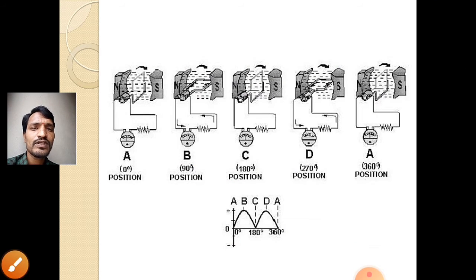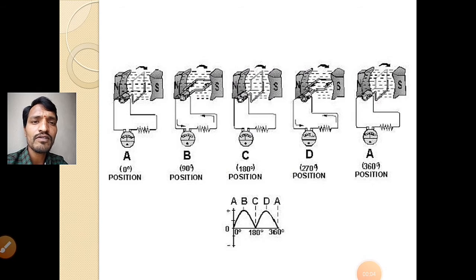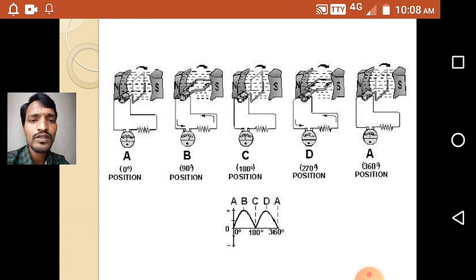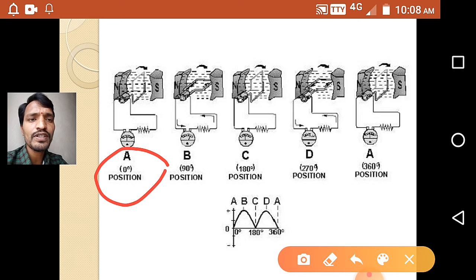Next, this is the waveform. Let's look at this figure, how we are getting the DC waveform from the sinusoidal waveform, okay. You can observe position A. Here this brush is connected to the positive terminal of the output voltmeter and this brush is connected to the negative terminal. At position A, the induced EMF is 0, so we are getting 0 output.